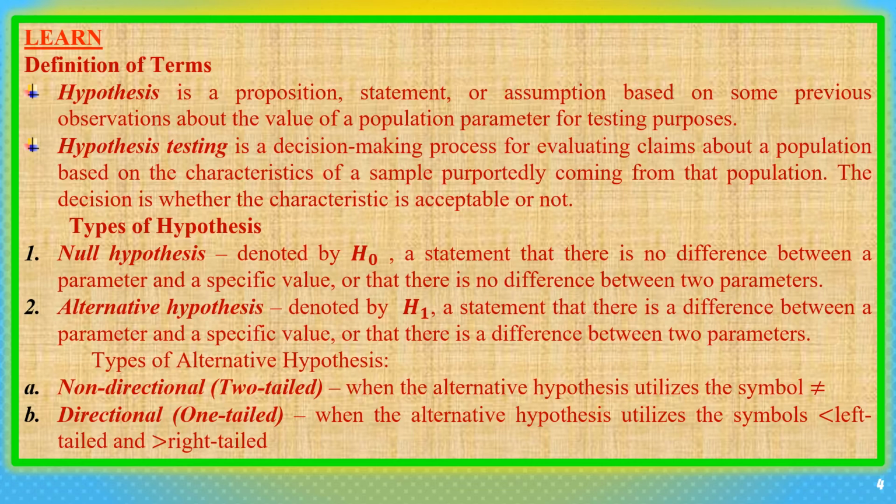There are two types of alternative hypothesis: the non-directional or the two-tailed, that is when the alternative hypothesis utilizes the symbol not equal, and the directional or the one-tailed, when the alternative hypothesis utilizes the symbol less than for the left-tailed and greater than for the right-tailed.